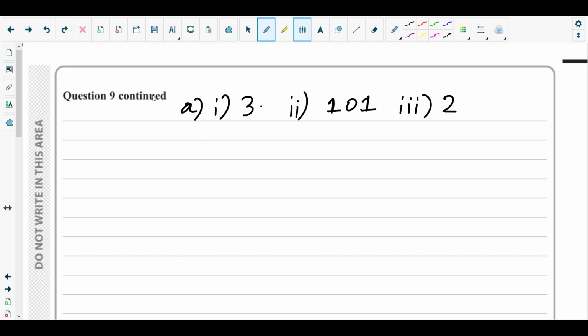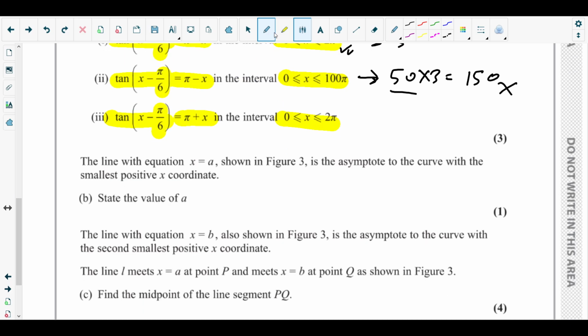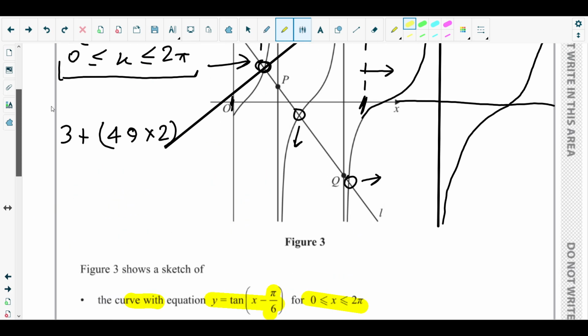Done. Next, for part B, what they have asked: the line with equation x equals a shown in figure 3 is the asymptote. Yeah, we know that 10x has tan theta. There are vertical asymptotes in the graph of tan theta. Okay, so asymptote to the curve with the smallest positive x coordinate. With the smallest, that is the first asymptote. State the value of a. In part B, they are asking to state the value of a. So what would be the value of a?